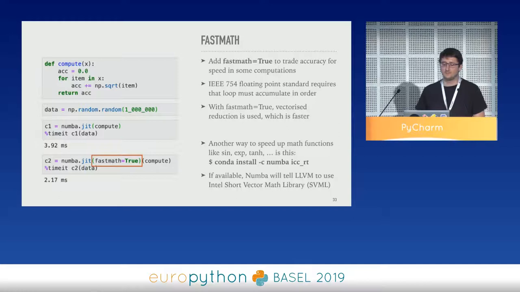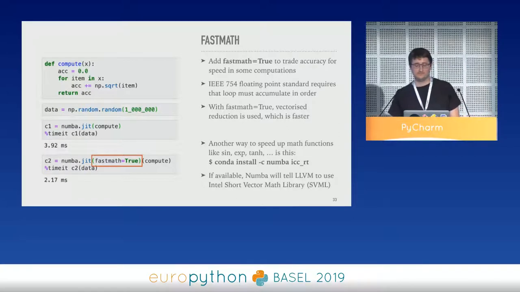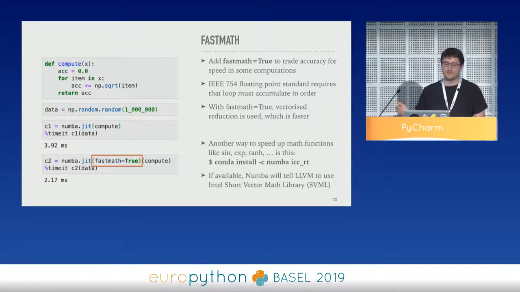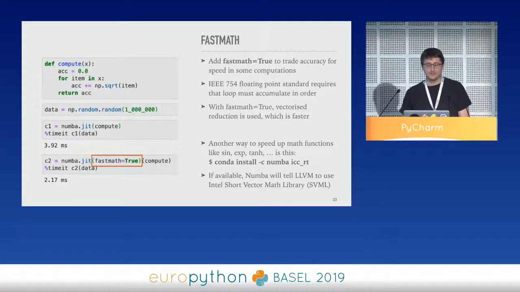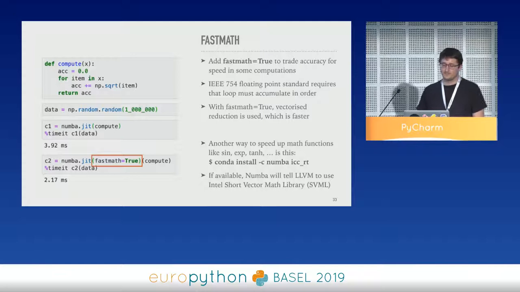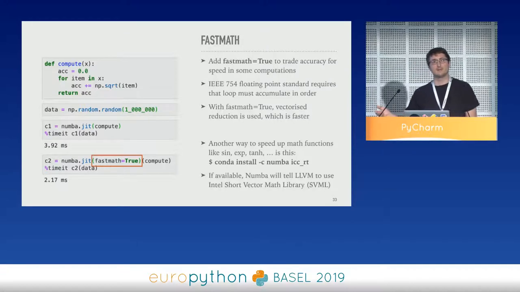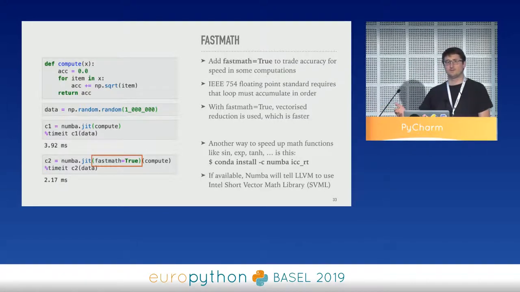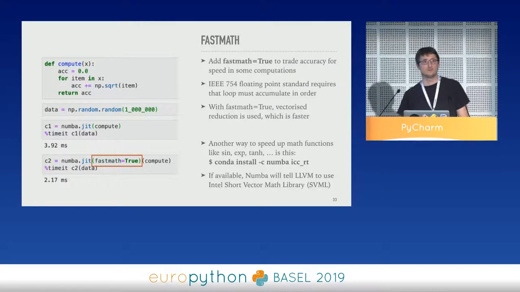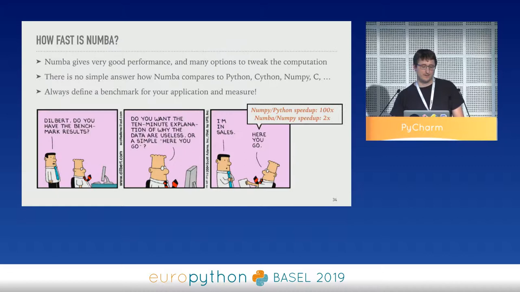There's another way you can speed up math functions. So if you have code that has square root, sine, exponential, and so on, then you can conda install the icc_rt package, and this will make these Intel short vector math library functions available, and Numba will tell LLVM to use those, and these are just much faster implementations of these math functions. So that's how you get fast math.